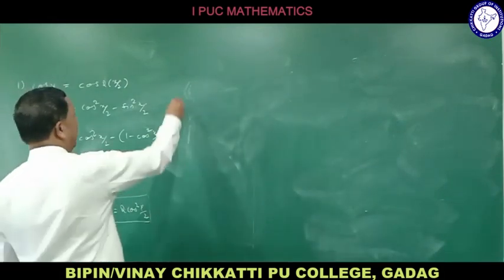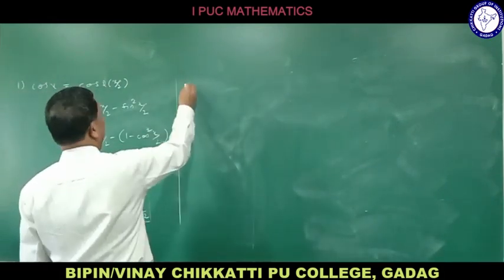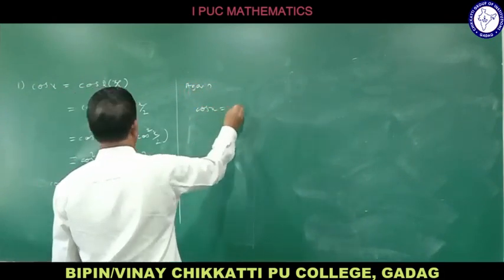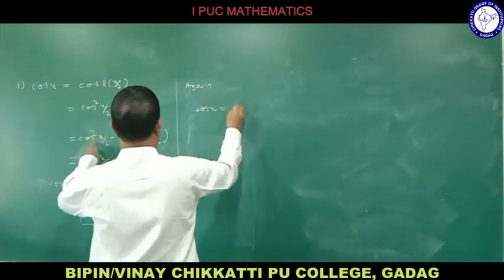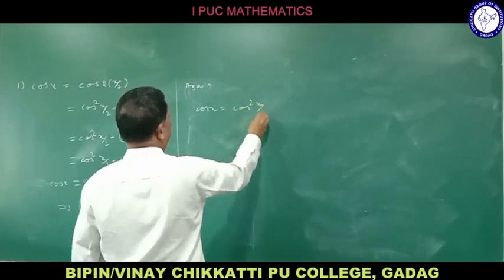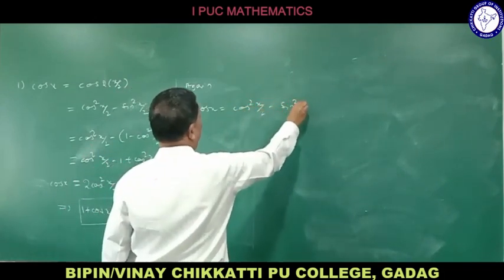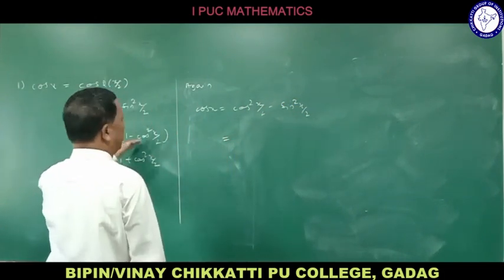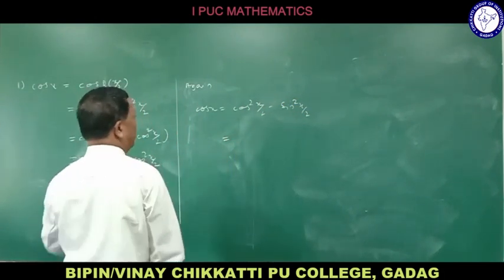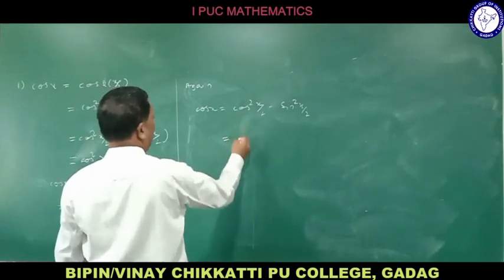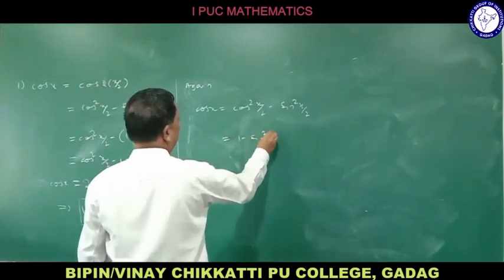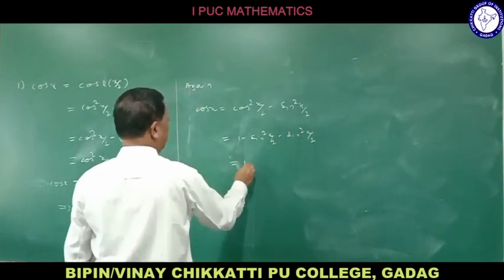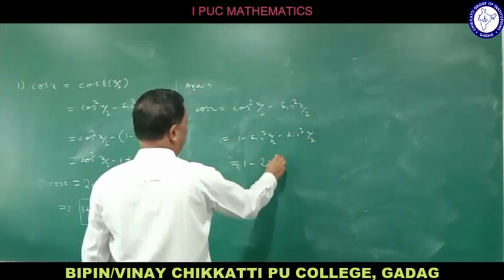In the same way, again, I take cos x is equal to this. I am going to write cos square x by 2 minus sin square x by 2. So here we have changed sin to cos. Now here I am going to set cos to sin. Cos square x by 2 means 1 minus sin square x by 2, minus sin square x by 2. What do you say this? 1 minus 2 sin square x by 2.